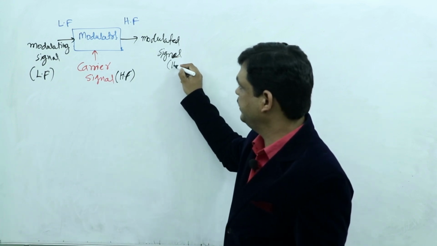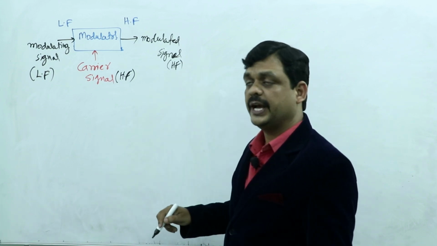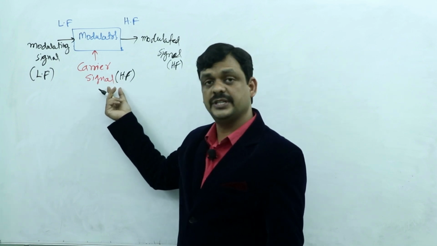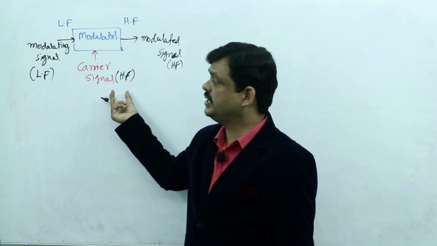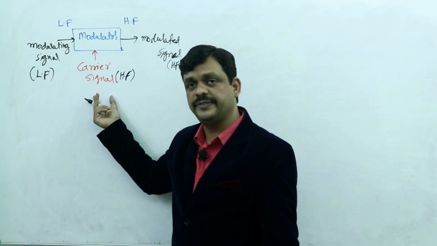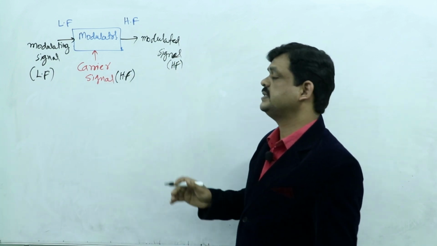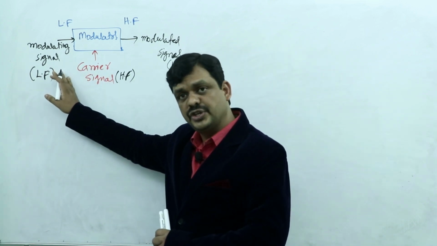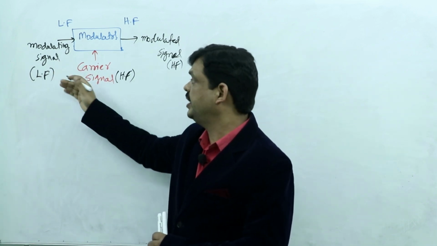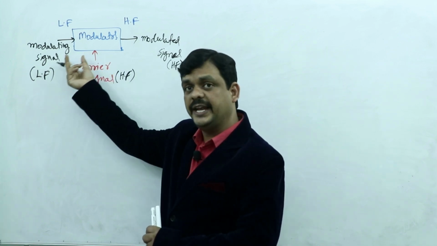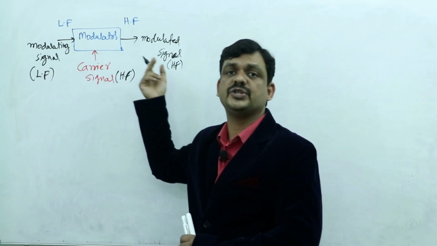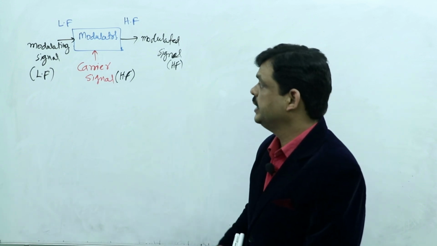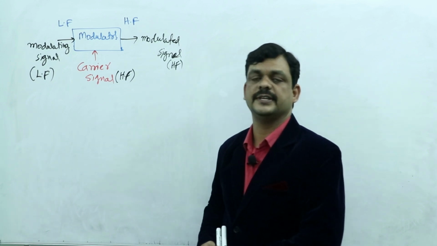This should be a high frequency signal, because this information is combined with the carrier signal, which is a high frequency signal. So a low frequency signal combines with a high frequency signal, and finally the output signal is a high frequency signal. Without changing the information, this signal has to carry the information from one place to another place. That is the function of the carrier signal. That's why the carrier signal is always a high frequency signal.